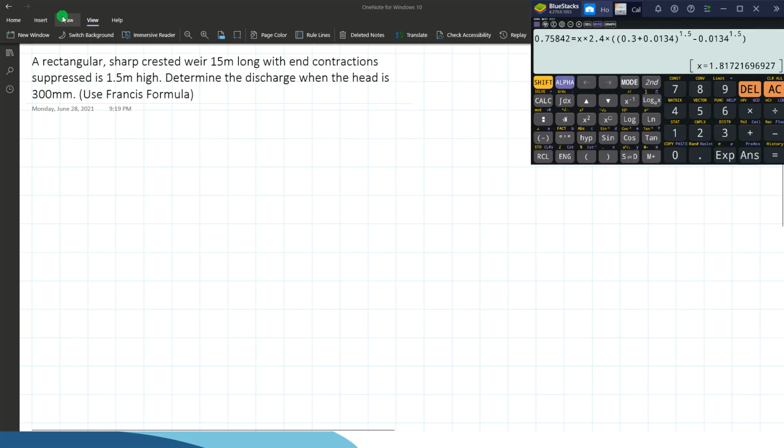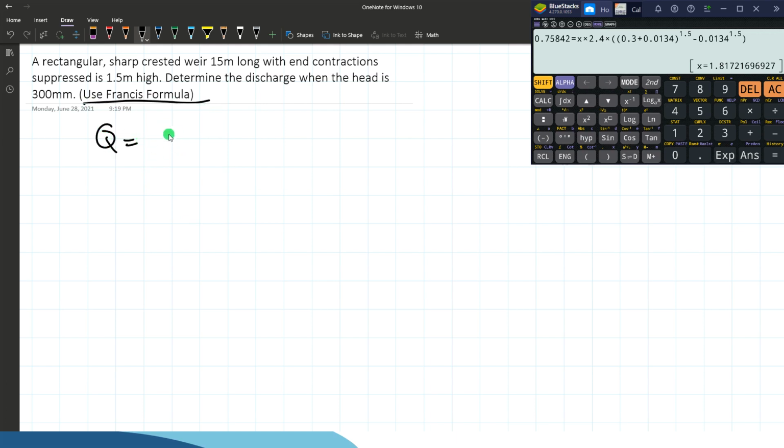Next, another problem. A rectangular sharp crested weir 15 meters long with end contractions suppressed is 1.5 meters high. Determine the discharge when the head is 300 mm. So they said here that we will use Francis formula. Francis formula is Q is equals to our weir factor, which is 1.84, then we multiply L, H raised to 3 halves.